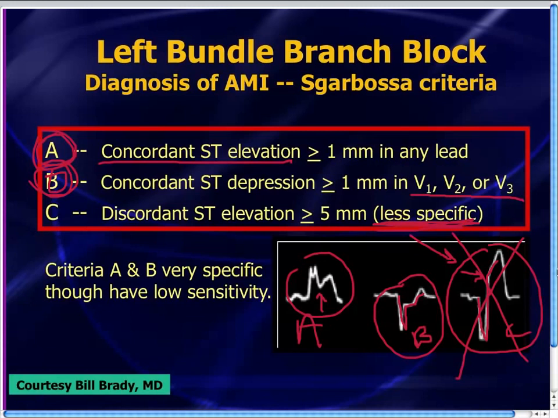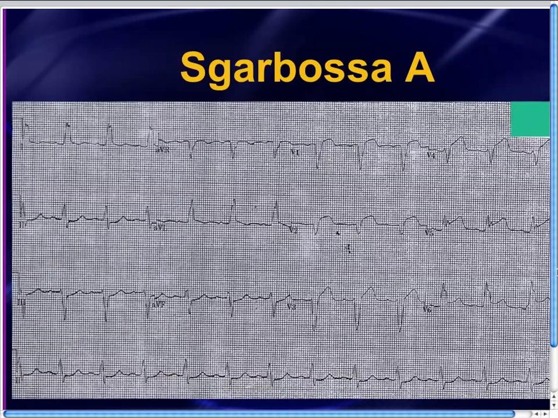So let's look at some examples here of Sgarbossa A. This is Sgarbossa A, and what you'll notice is that this patient meets Sgarbossa A criteria in lead AVL. In other words, QRS complex goes up, and take a look, the ST segment or J point is elevated in the same direction of at least 1 millimeter, and in V5 and V6, the patient has 3 leads that meet Sgarbossa criteria, Sgarbossa A to be specific.